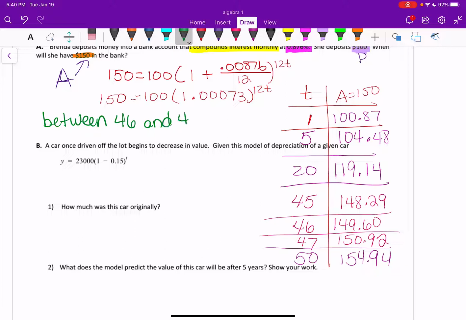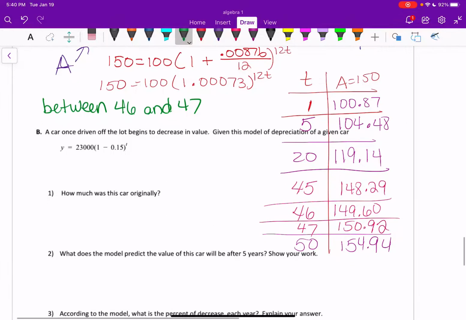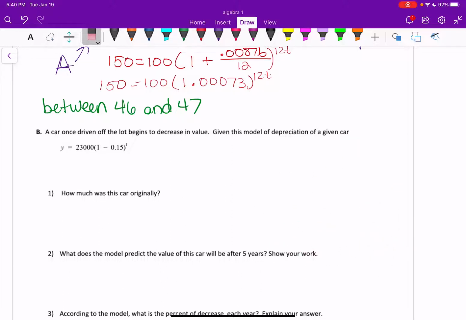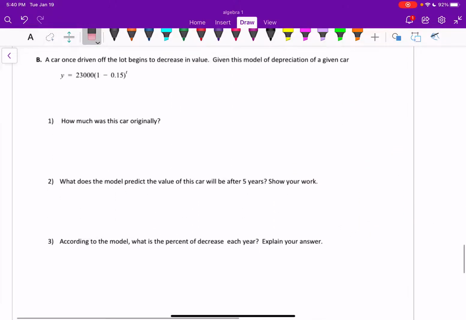That's a lot of work there. The next ones aren't as difficult. Part B says a car, so I'm going to have to erase this because I can't stand it in the middle of my problem. So that's how I did that problem. You could pause it and go back and look at it. A car once driven off the lot begins to decrease in value. We talked about that. Given the model depreciation of the car, here's our model.